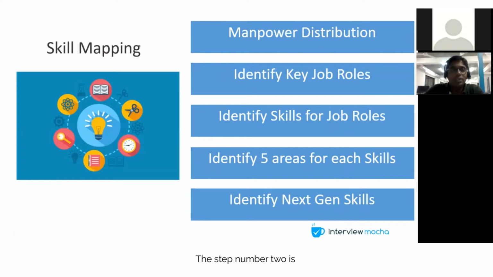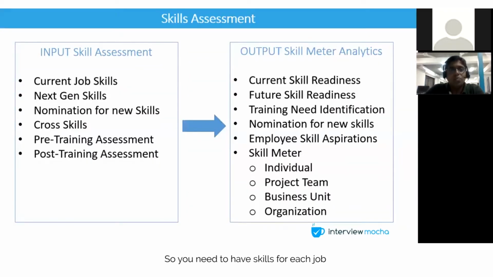Step number 2 is skill assessment. So you need to have assessments for each job and each skill you have identified. The reason is, now with the skill mapping you have your organization skill mapping data, but unless and until you quantify the skills, you cannot create a skill meter. So the skill meter can be created for current jobs, next generation skills, nomination for new skills, cross skills, pre-training assessment, post-training assessment.